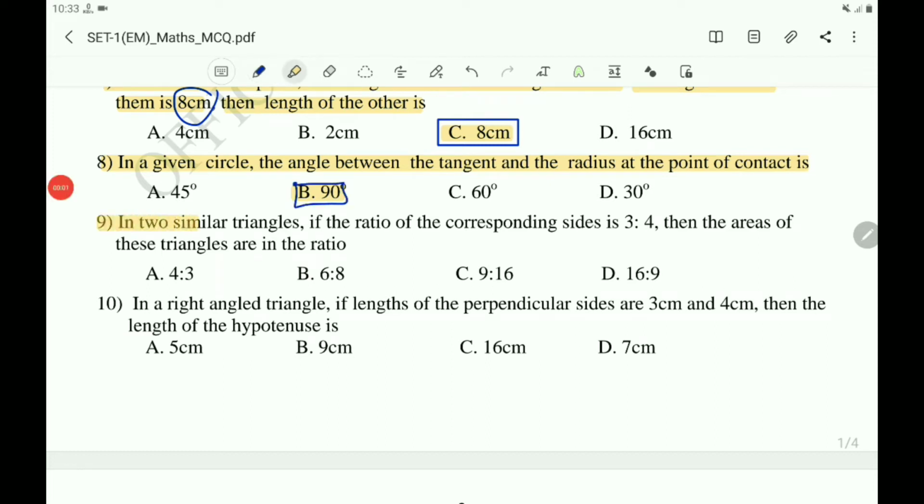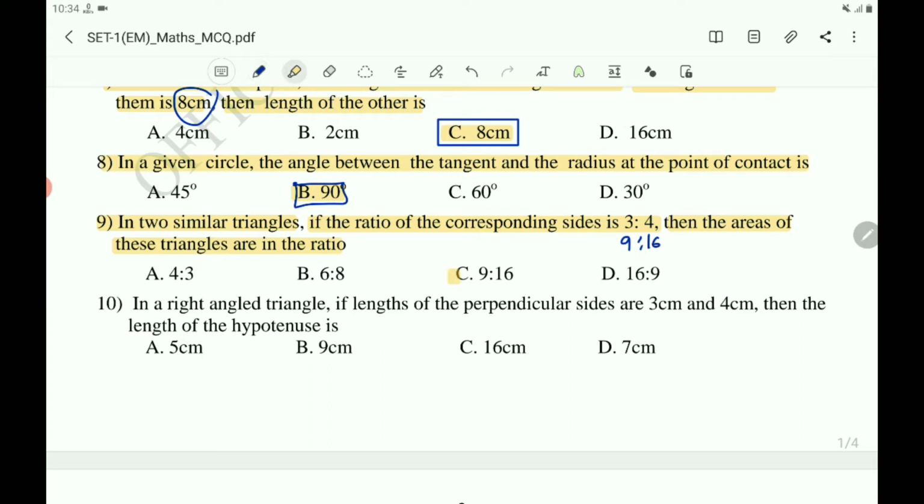Now you take the 9th question. In two similar triangles, if the ratio of the corresponding sides is 3:4, then the areas of these triangles are in the ratio. The areas of similar triangles are in the ratio of the squares of their corresponding sides. So here we have to find the squares of 3 and 4. Square of 3 is 9. Square of 4 is 16. So you must have the ratio 9:16.